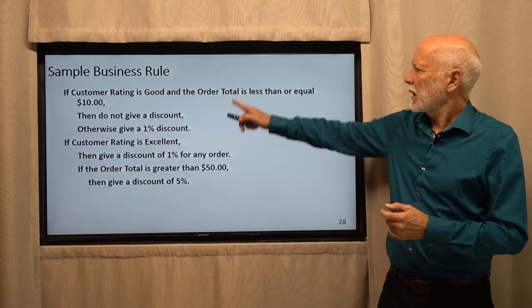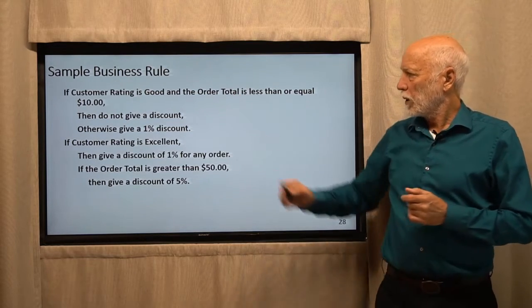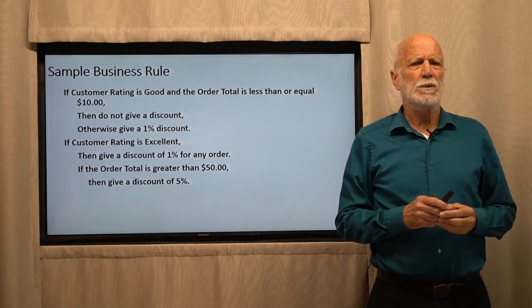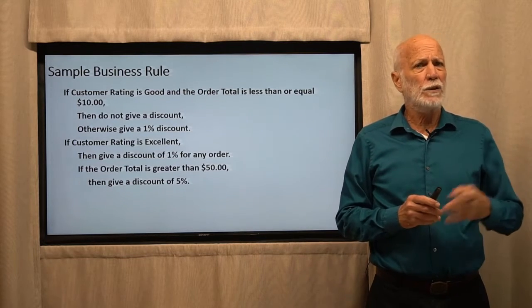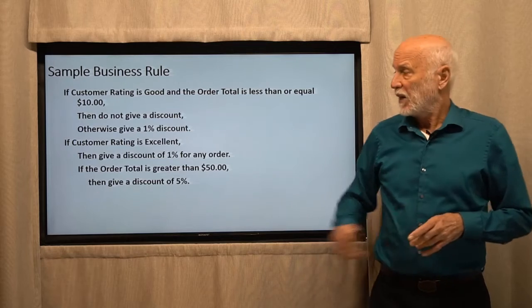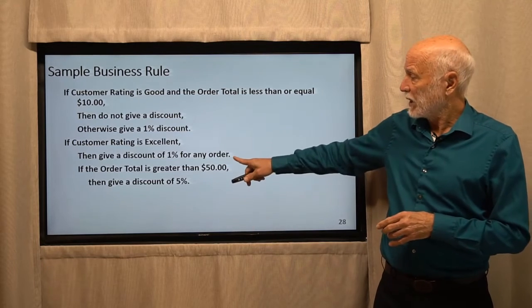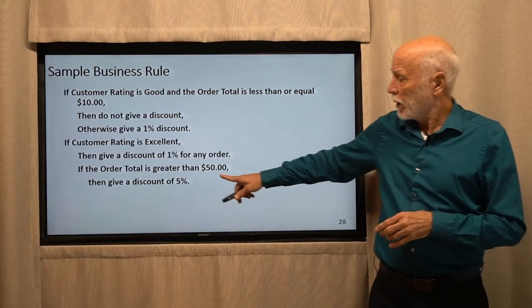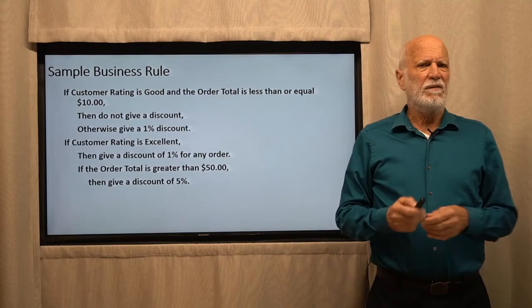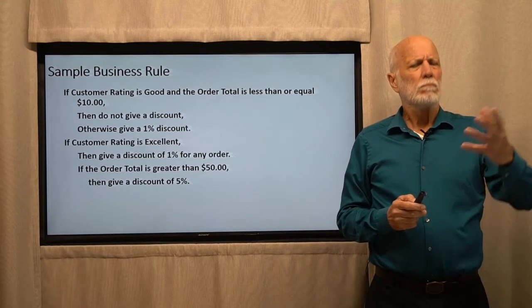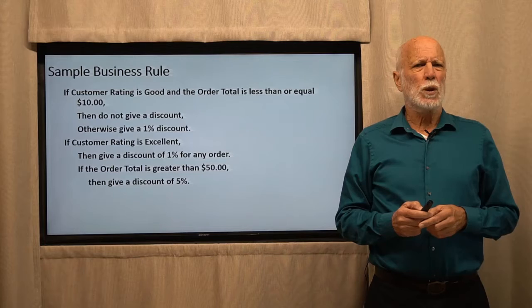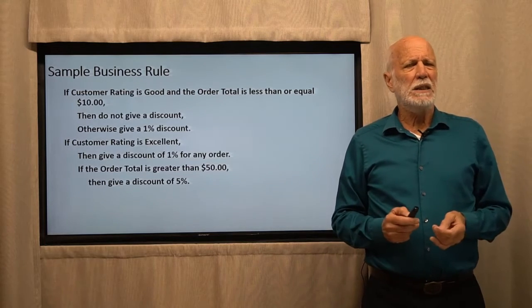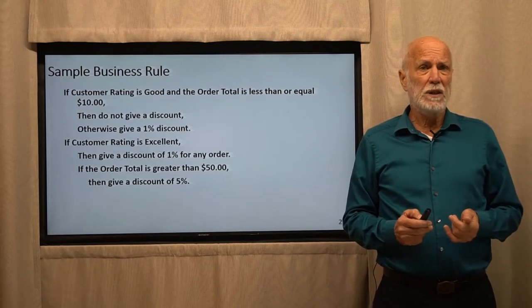Here, if the customer rating is good and the order total is less than or equal to $10, we're going to give no discount, otherwise a 1% discount. If the customer rating is excellent, we'll give a discount of 1% for any order, and if it's greater than 50, then 5% discount. A sample business rule. So let's make up scenarios that are examples of this business rule.